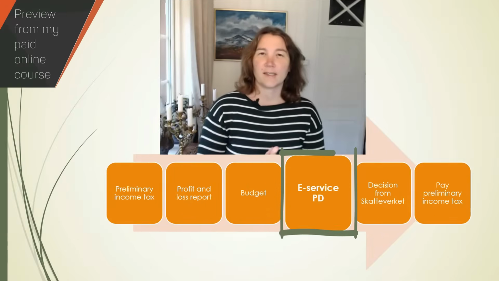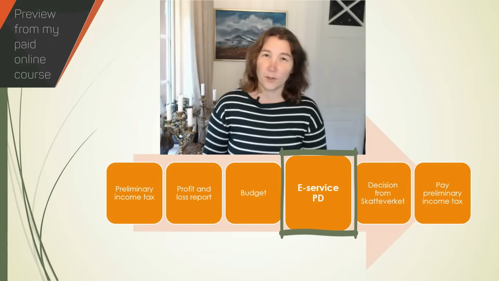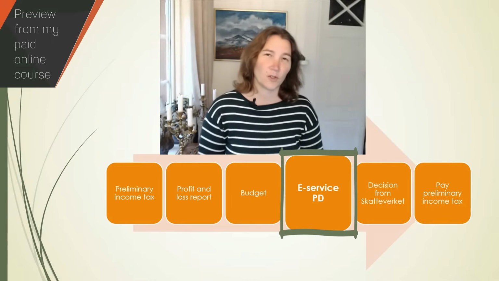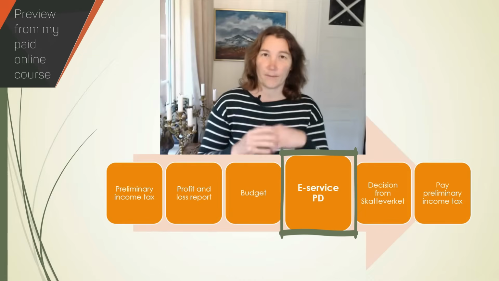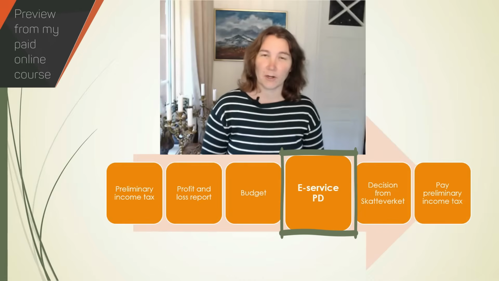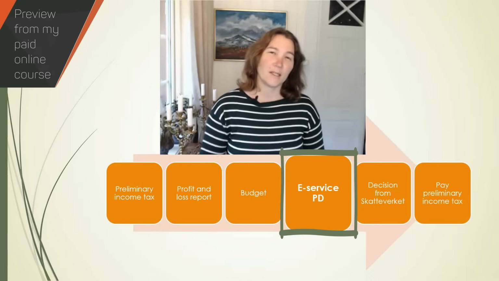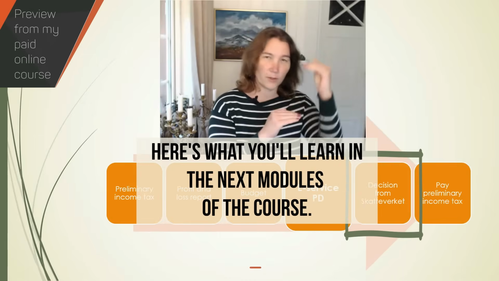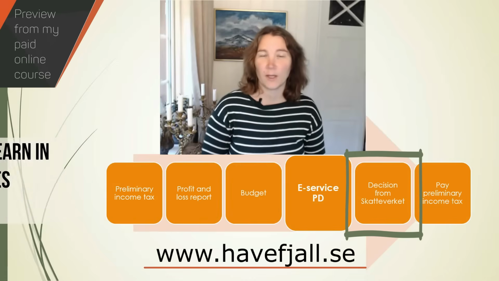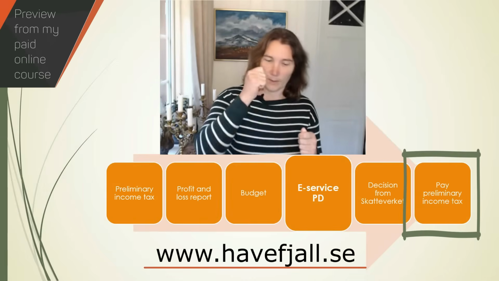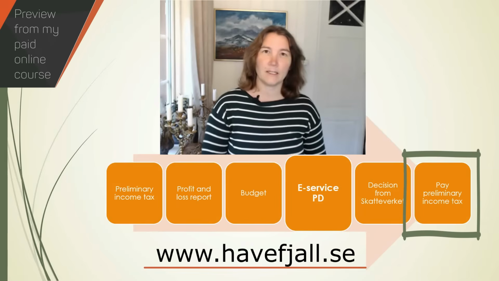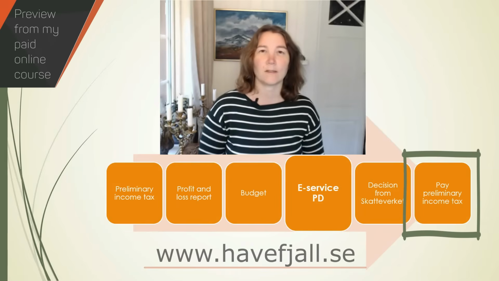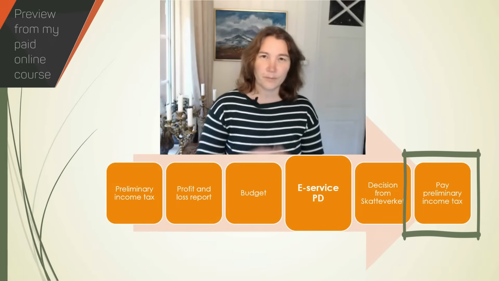In this video, we will see how you can file a new preliminary income tax return to the tax agency so you can get a new recalculation of the tax. And in the video after this, we will see how the decision paper you receive from the tax agency looks. And in the final video, we will also see, okay, now I pay the tax. How will I handle that in my bookkeeping? How do I book it? So we will have some examples there.